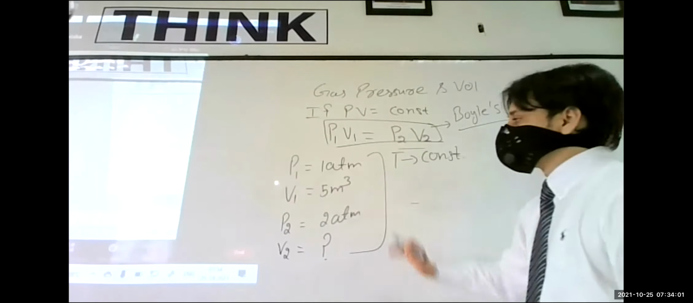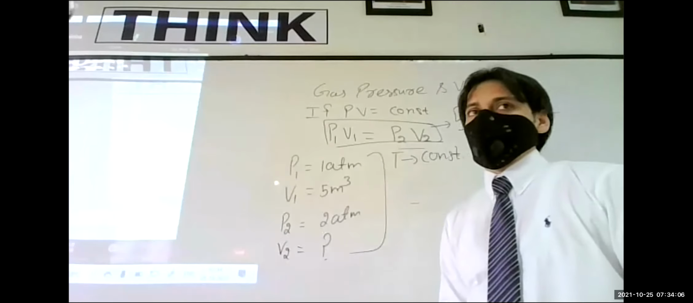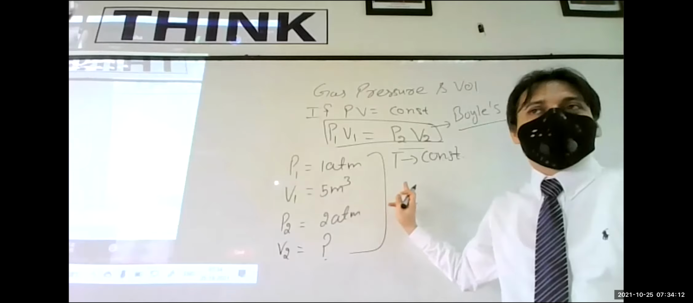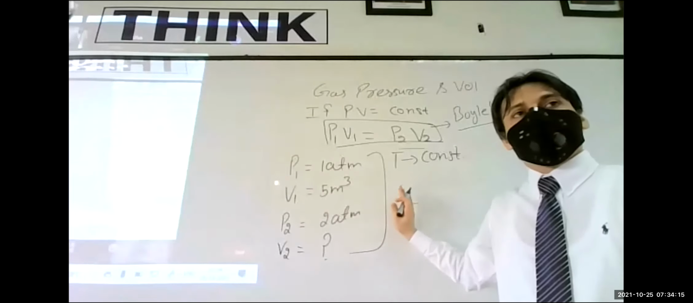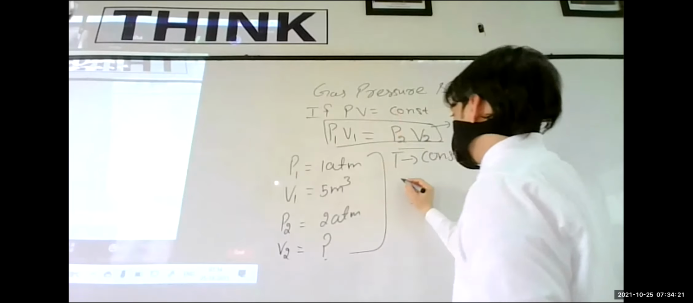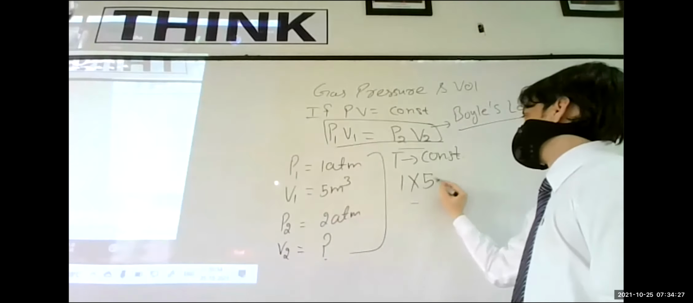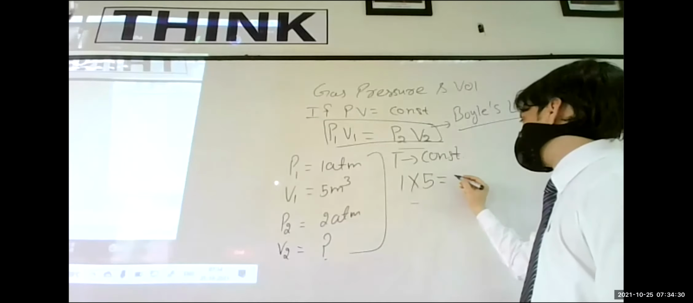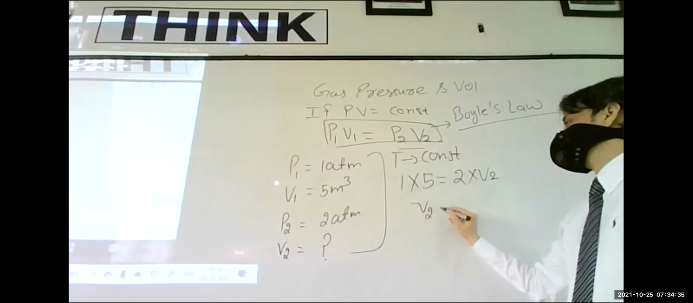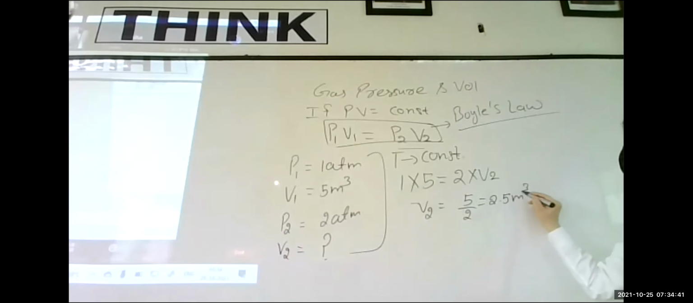Now, in this kind of question, children, you have to use Boyle's law. How do you find out that this is based on Boyle's law? You have to look whether the temperature is constant or not. If the temperature is constant, it means this question is based upon the equation of Boyle's law. Initial pressure P1 multiplied by the initial volume 5. The final pressure has increased, this is 2 atm, and the volume we have to find out is V2. So this V2 is given by 5 divided by 2, that is equal to 2.5 meter cube.